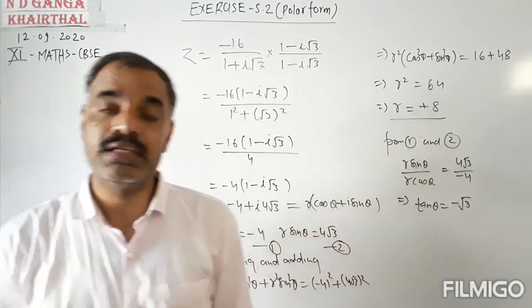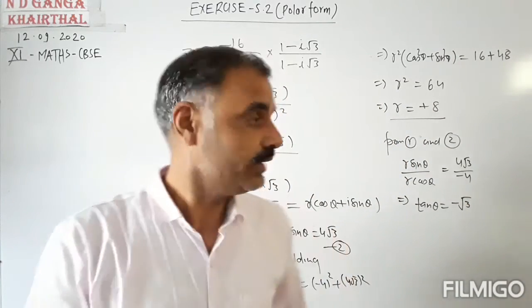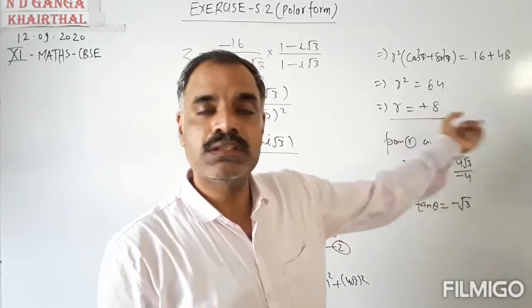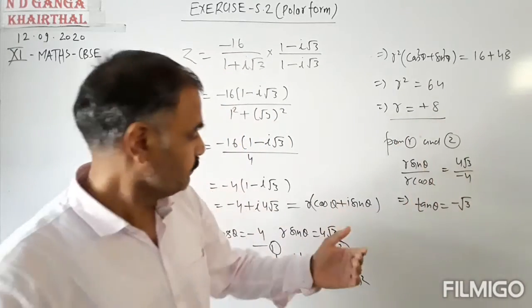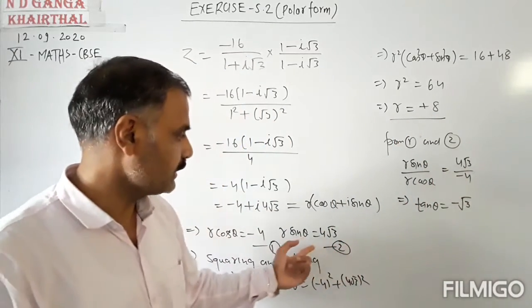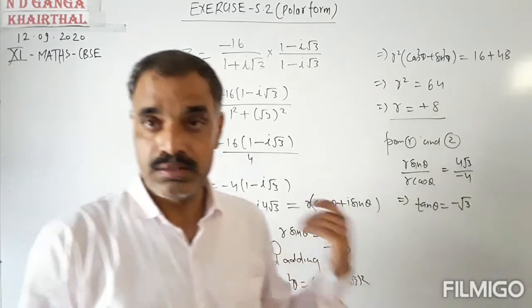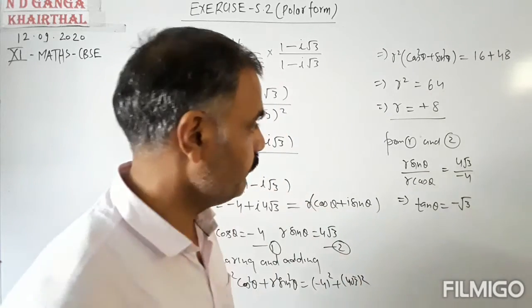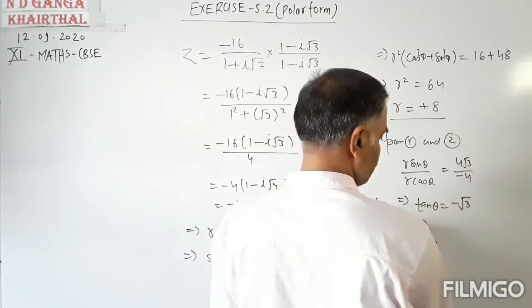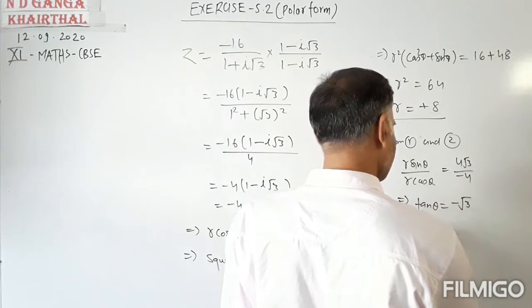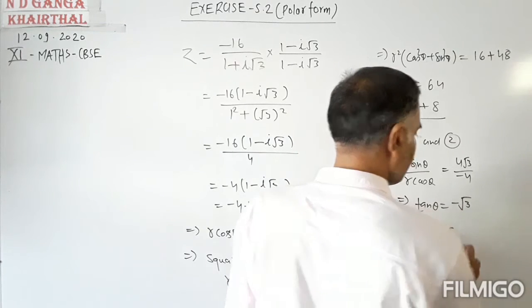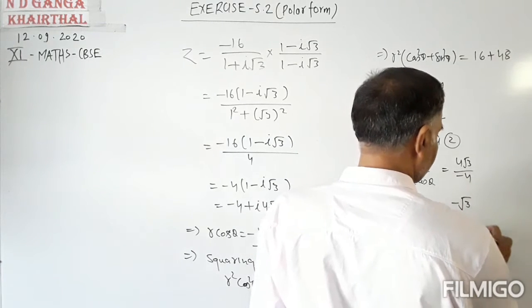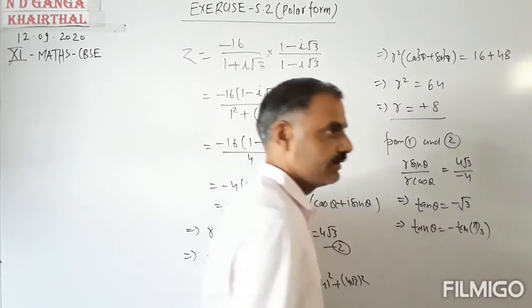Now we are finding the amplitude. We have already found the magnitude: magnitude is equal to 8. Now amplitude. Using equation number first and second, dividing second by first, we have tan theta equals minus under root 3. Tan theta equals minus tan of pi by 3.